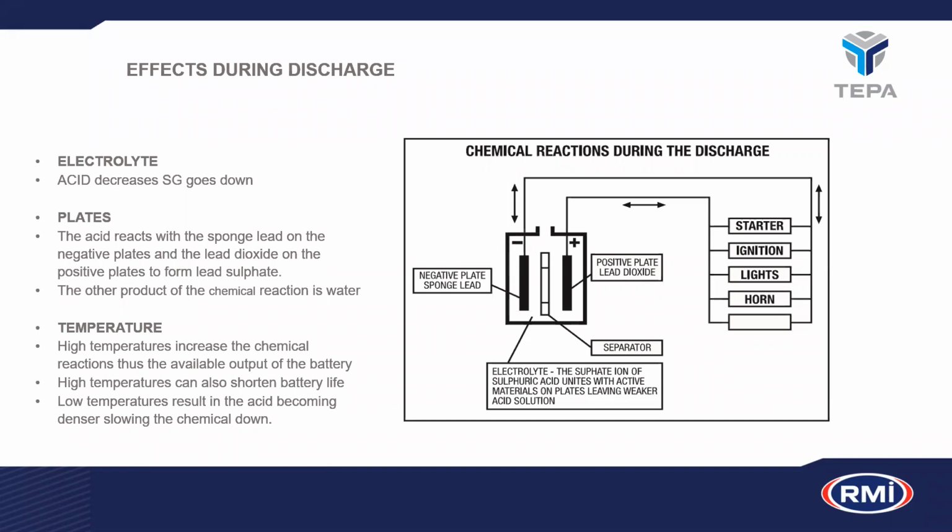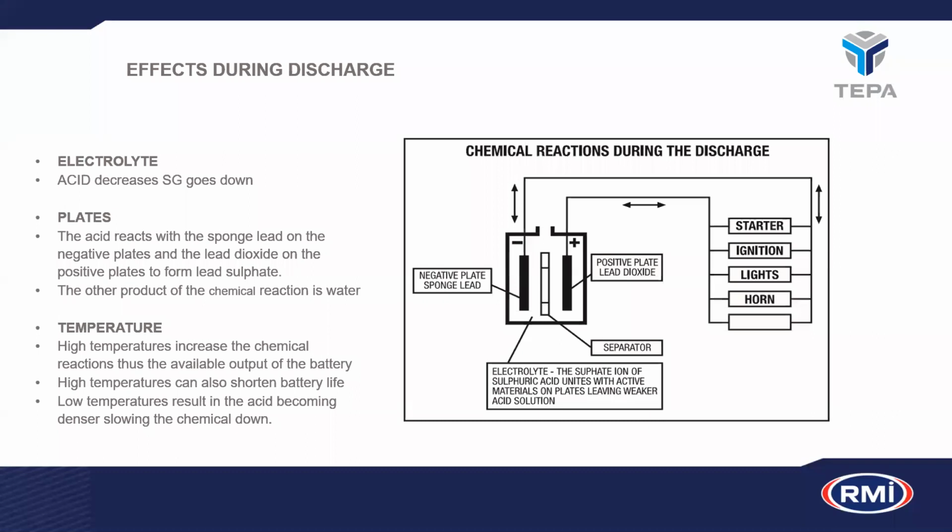The other product of the chemical reaction is water, and ultimately what happens when the battery discharges is the specific gravity goes down, the acid decreases, it becomes more like water, and unfortunately water has a higher freezing point than acid does. So if you've discharged a battery and you're in freezing conditions, the chances that you could freeze the electrolyte in the battery are increased as well.